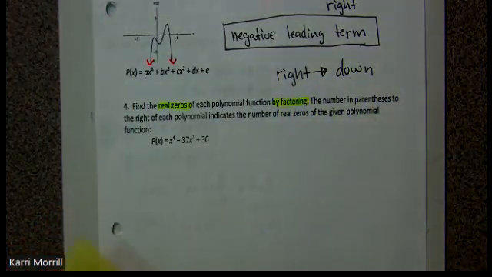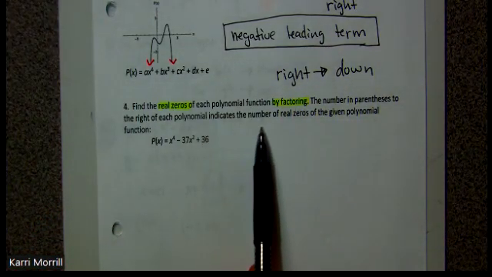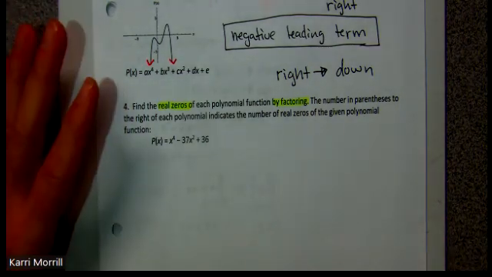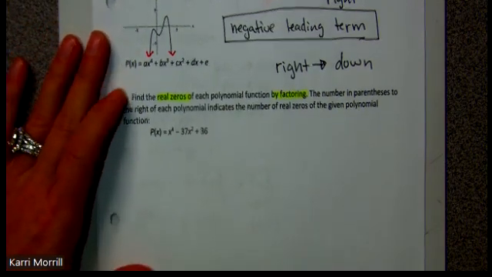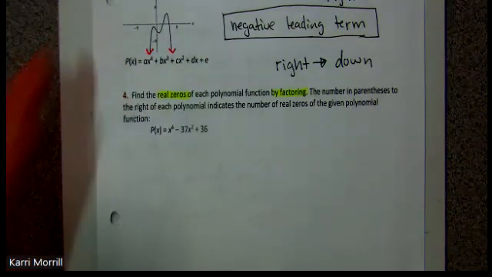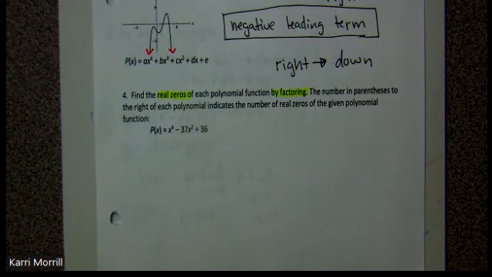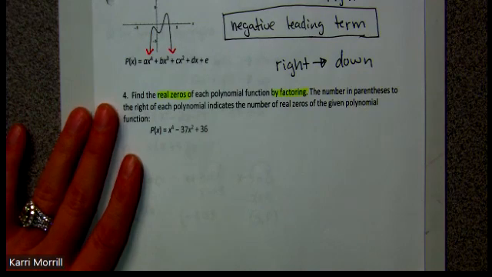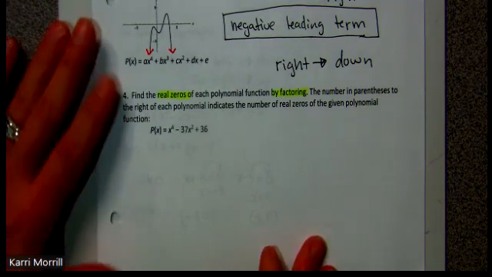The number in parentheses to the right of each polynomial indicates the number of real zeros of the given polynomial function. That's just how it's read in your web assign. But if we're talking about real zeros, remember this section really goes hand in hand with solving quadratic equations. When we factor them, we would say solve for x, right? And x equaled 2 or 3 or 7, I don't know. But we're going to refer to them now as real zeros. And that will make a little bit more sense as we start our topic 3.3, why it's called real zeros.